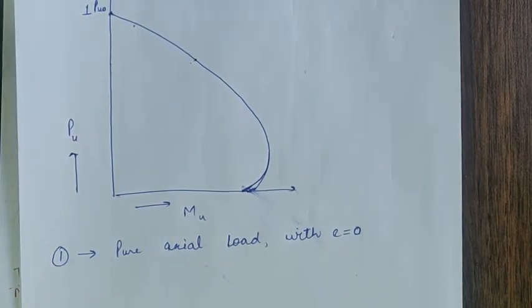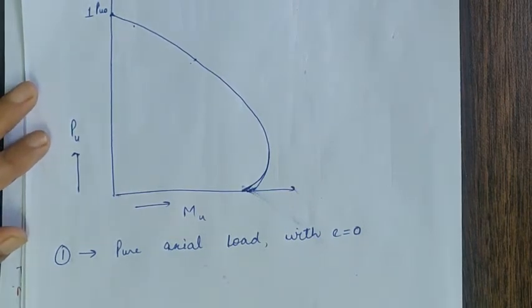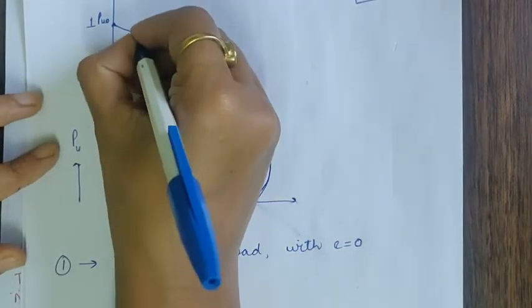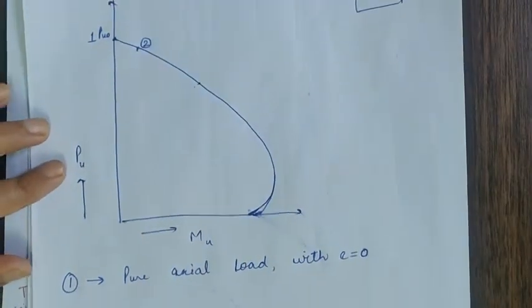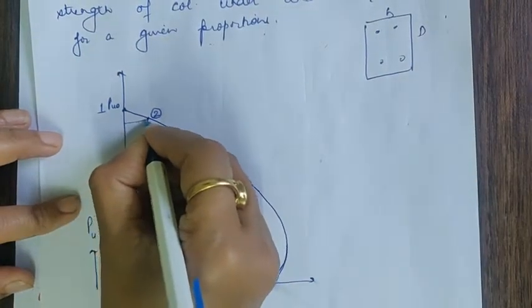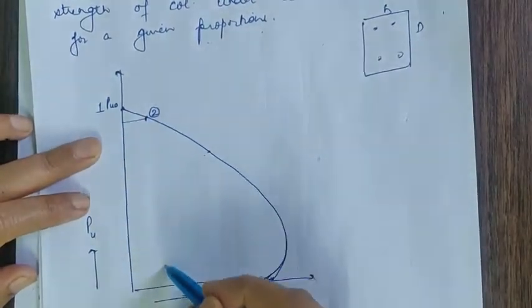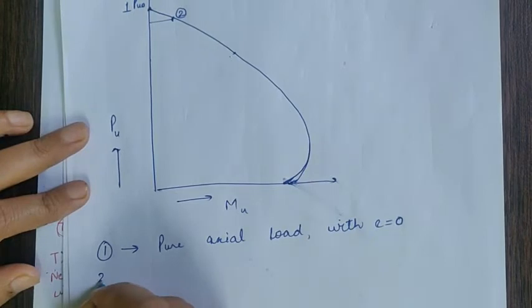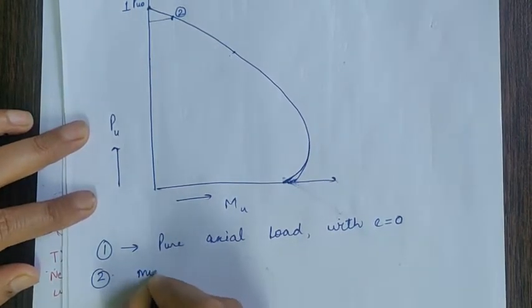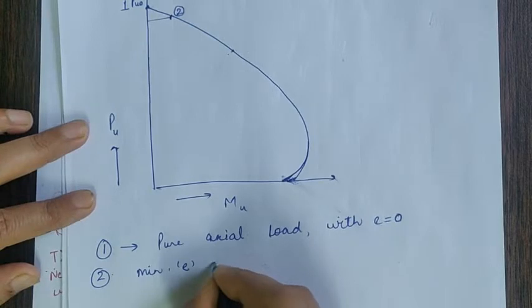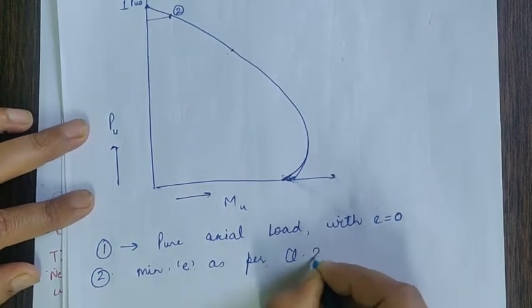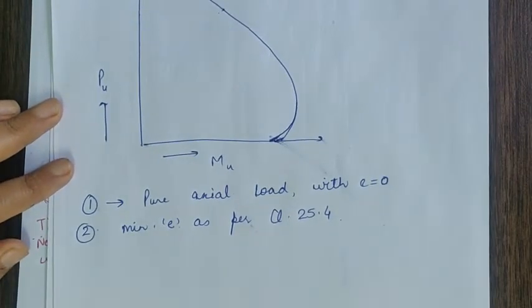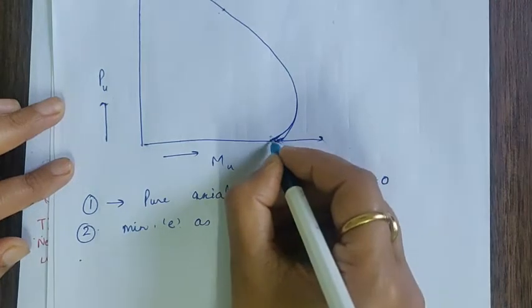The code says even under the case of axial compression, we will consider the column to have some minimum value of eccentricity. So this point 2 is the point that corresponds to the load that it can take if there is some minimum value of moment or minimum eccentricity in the system. Is it okay? So second point is minimum eccentricity in the system as per clause 25.4. Is it okay? Clear?